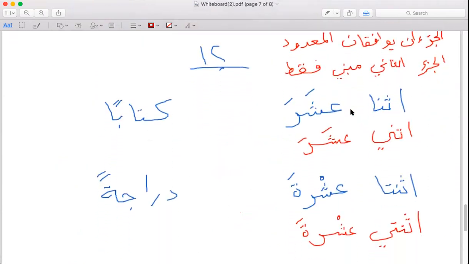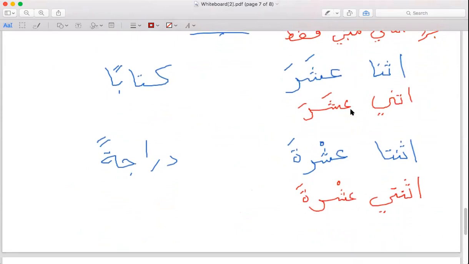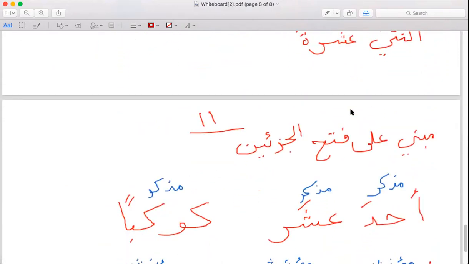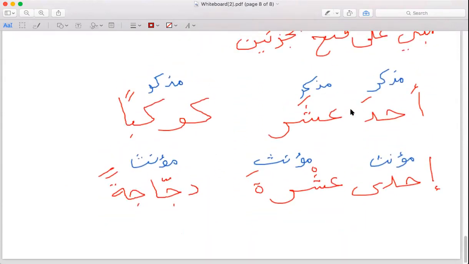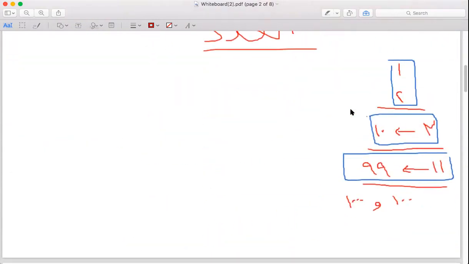And then we spoke about the i'rab of number 12. Ithna ashara and ithnay ashara and ithnatay ashrata. Jayid? So that's basically where we got to. So now let's go back to this page over here and open up a fresh whiteboard to have a quick discussion with those numbers.